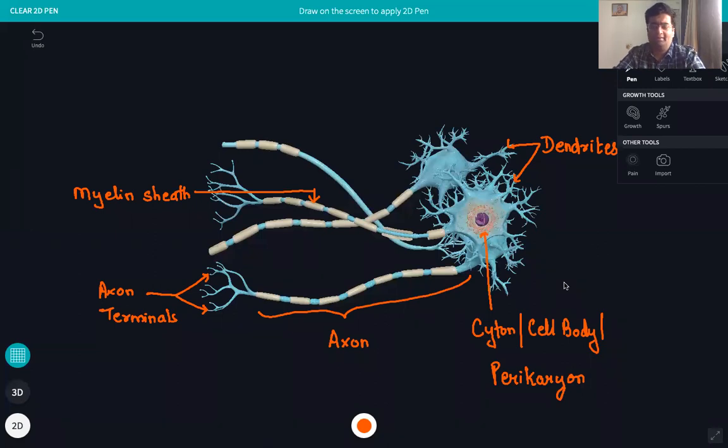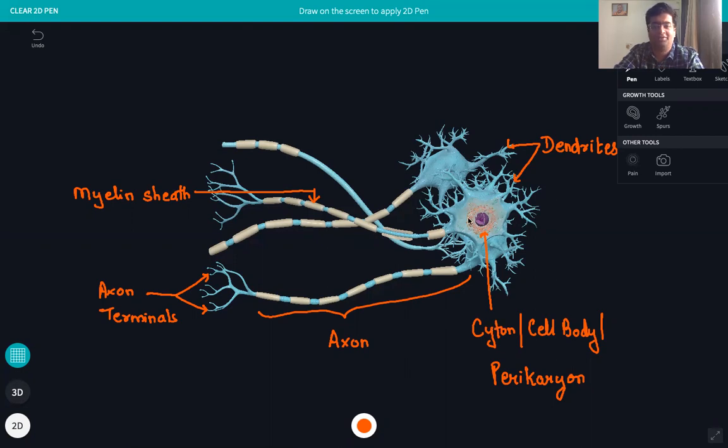So let us have a look at the different parts of the neuron. The structure of the neuron you have already studied in grade 8 as well as in grade 9. This is a recap of the same description that you have already studied. So a neuron is the structural and the functional unit of the nervous system. Now the nerve cell or the neuron cannot divide after birth. It has lost its ability to divide after birth.